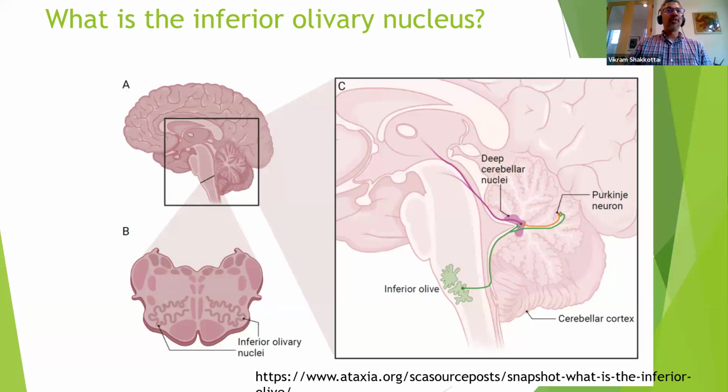So on the left side of the screen, in the panel labeled B, you can see the inferior olivary nucleus in humans. It's a paired nucleus, meaning there's one on each side of the medulla and the brainstem, and lies just posterior, or just behind, the corticospinal tracts, the tracts that provide motor commands to the limbs.